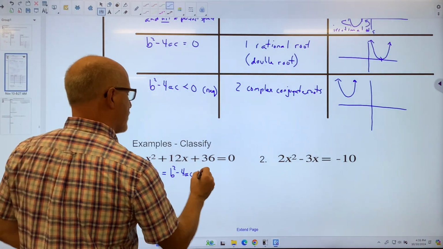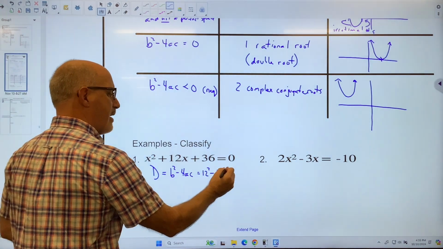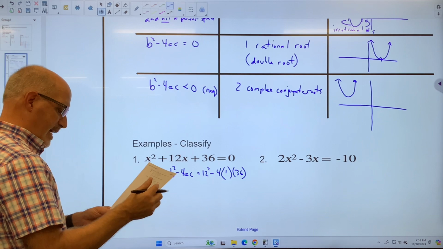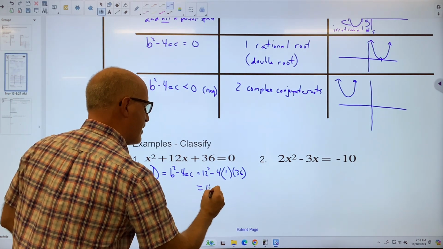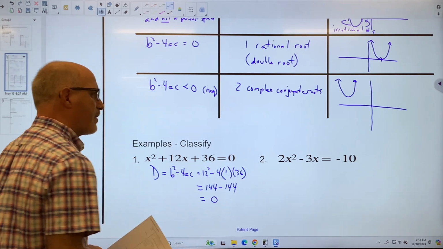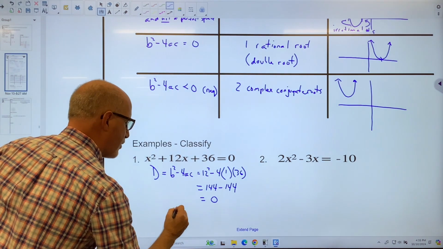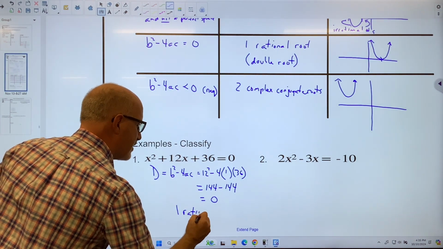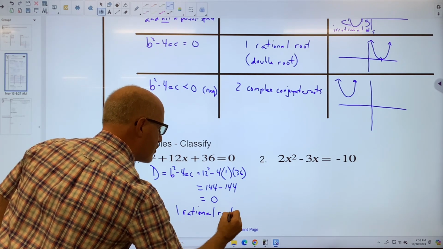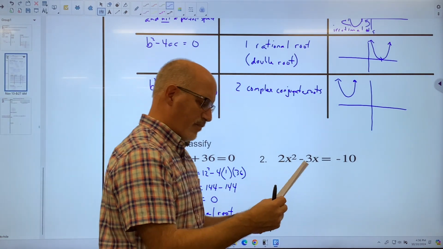So my b here is 12, so 12 squared minus 4 times 1, which is a, times 36, which is c. When I simplify that, I get 144 minus 144, which is equal to 0. So looking at our chart, when it equals 0, that means we have one rational root. That's all you have to do. Determine what the discriminant is, and then look at your chart and determine how it is classified: one rational root.